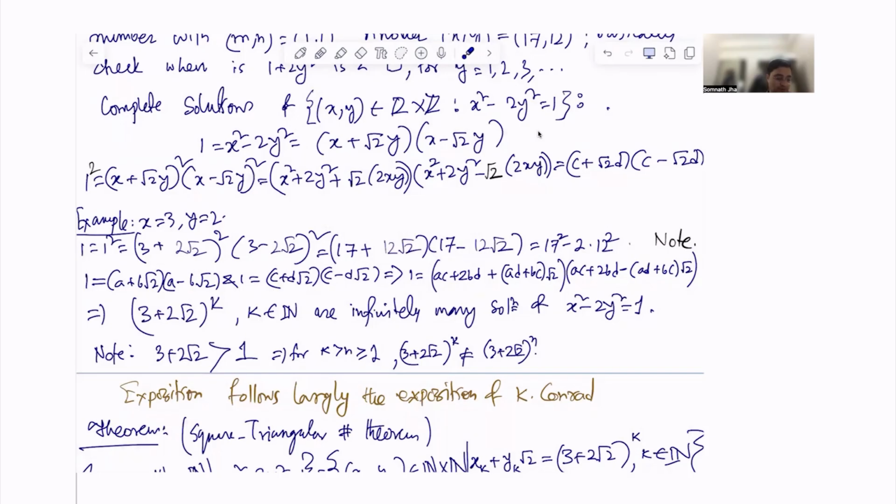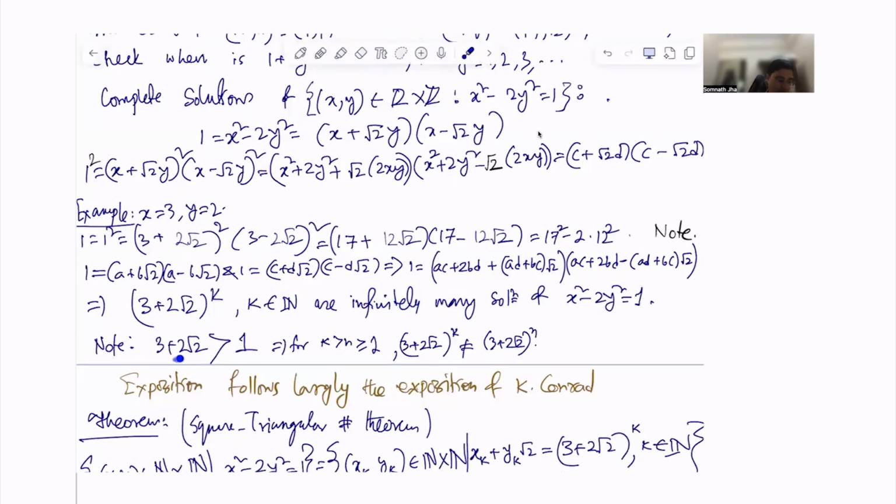So if 3 plus 2 root 2 is a solution, then (17, 12) will be a solution. Then you multiply (17, 12) again by (3, 2), then you get (3 plus 2 root 2) to the power k, and infinitely many solutions of this. And since 3 plus 2 root 2 is greater than 1, (3 plus 2 root 2) to the power k is never equal to (3 plus 2 root 2) to the power n if k and n are distinct. So you get infinitely many solutions this way, for sure. So you get infinitely many units in Z[root 2].